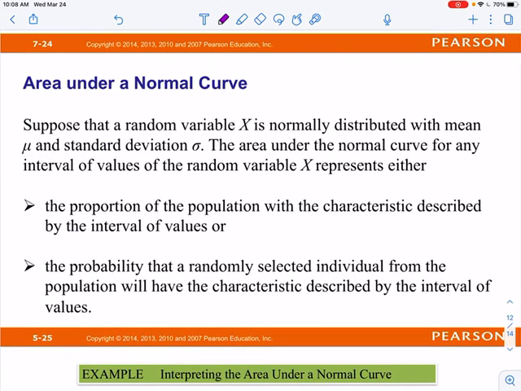Okay, so the area under a normal curve. Suppose that a random variable x is normally distributed with a mean of mu and a standard deviation of sigma. The area under the normal curve for any interval of values of the random variable x represents area, proportion, probability. It represents the proportion of the population with the characteristic described by the interval of values, or the probability that a randomly selected individual from the population will have the characteristic described by the interval of values. Again, area, proportion, probability all mean the same thing.